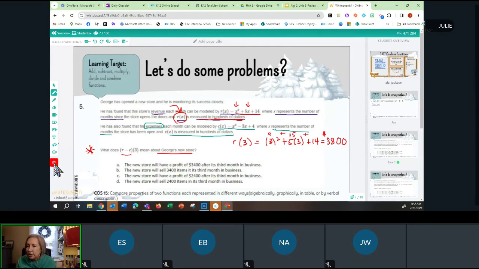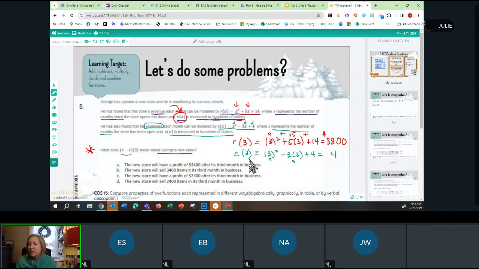Okay. Now let's do C of 3, which are his expenses after 3 months. So we're going to plug into the C of X equation. Wherever we see an X, we're going to plug in a 3. So we have 3 squared minus 3 times 3 plus 4. 3 squared is going to give me 9. 3 times 3 is going to give me 9. This is going to be 9 minus 9, so those 9s are going to cancel. And then we have plus 4.